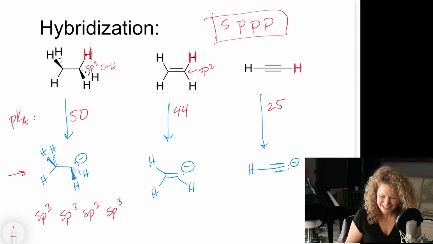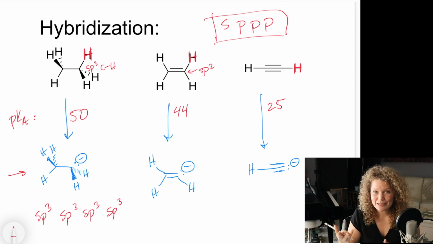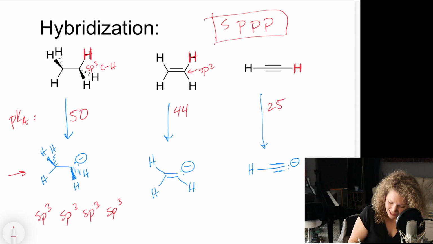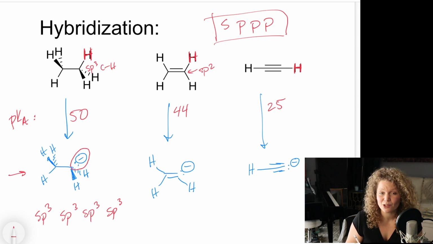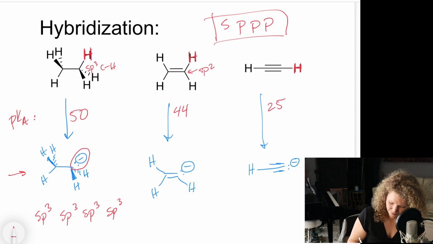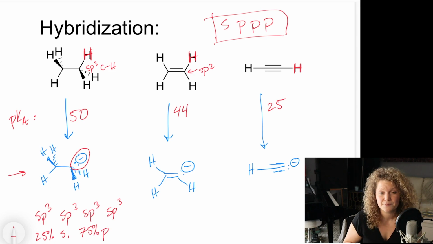Very cool. Well, what does that really mean? sp3 means that we have 3 parts p and 1 part s. So this orbital that's holding this lone pair has 25% s and 75% p. Let's go through the next two.